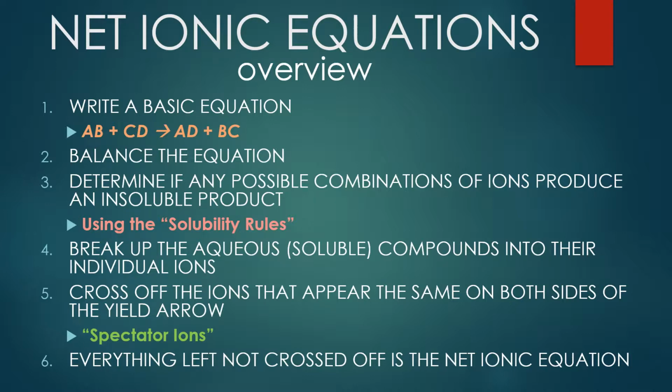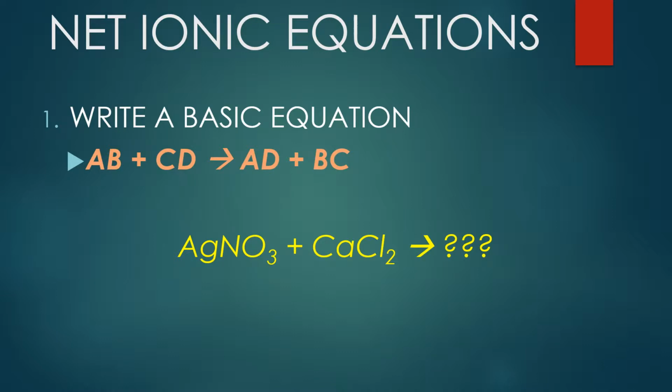Number 5 is that now that you have all of the individual ions broken up in the equation instead of paired with their compound buddy, you're going to cross off any of the ions that appear the same on both sides of the yield arrow. These are called spectator ions. And then number 6 is that you just rewrite the equation, everything left not crossed off, and that's your net ionic equation. So let's try an example of this and take a look at it.